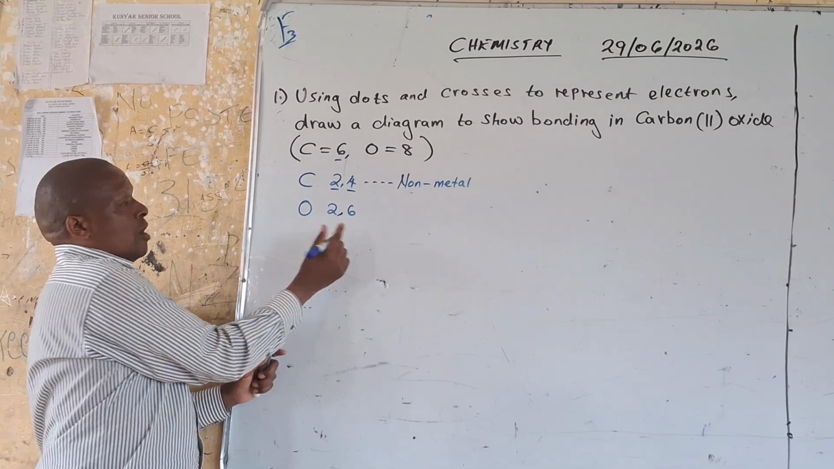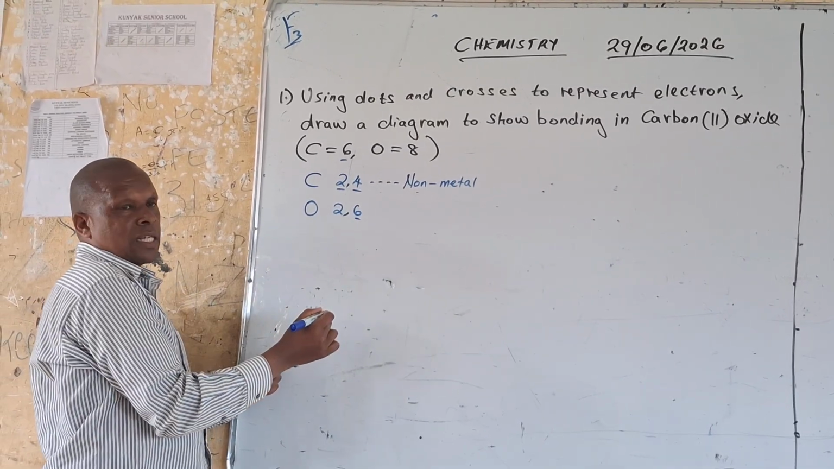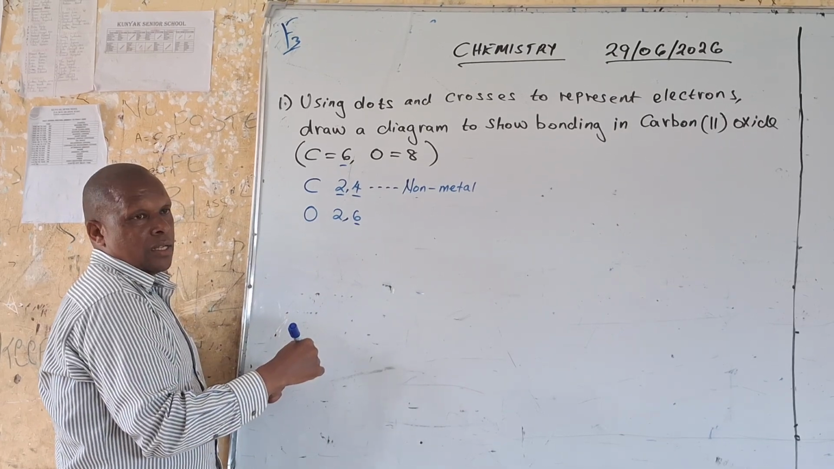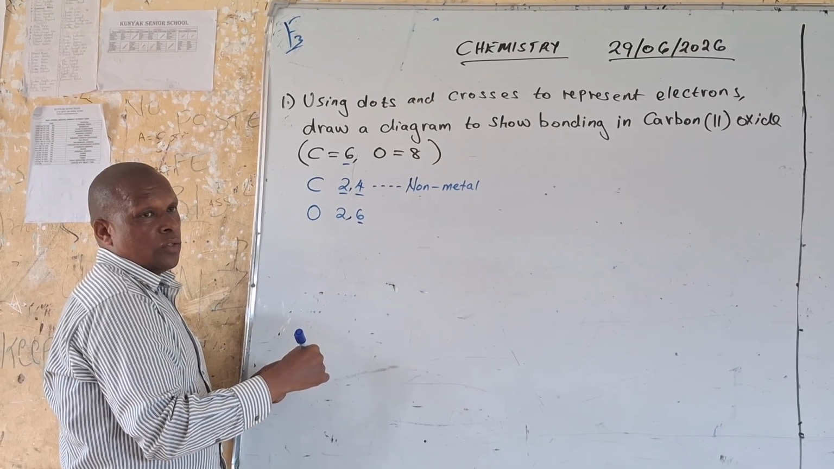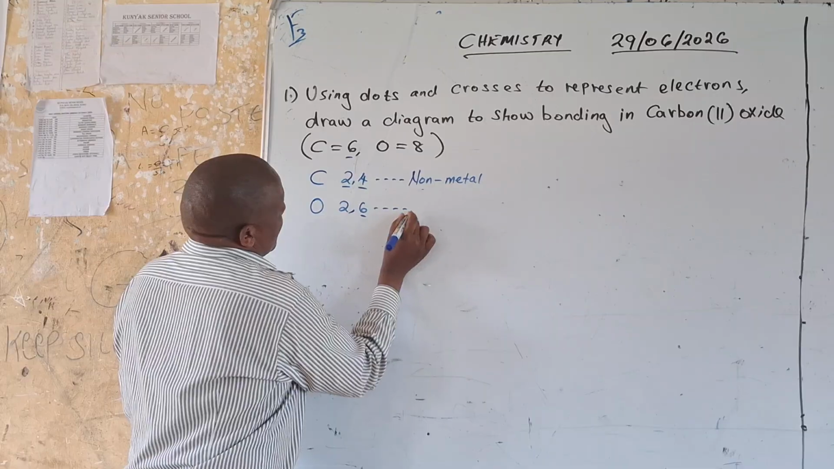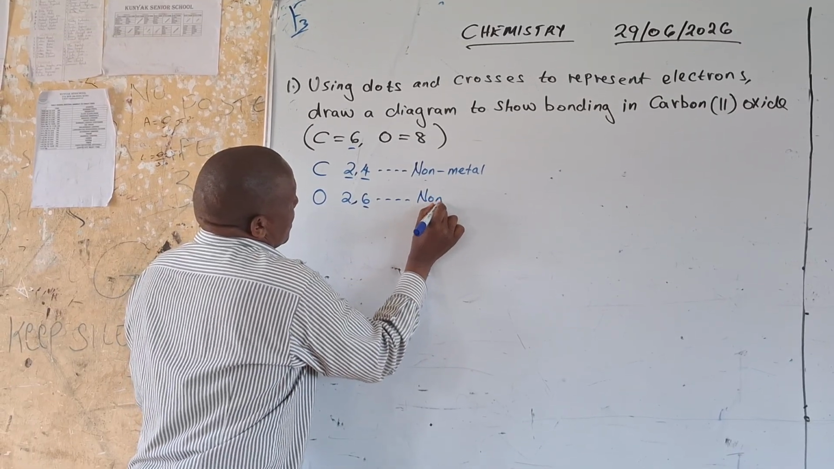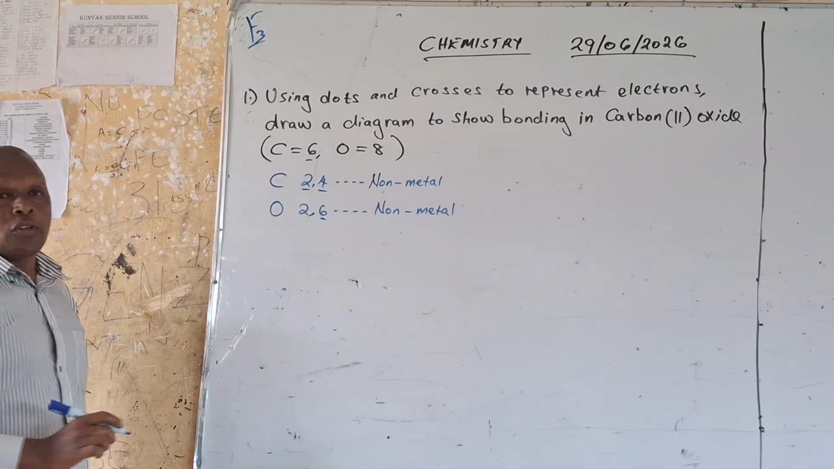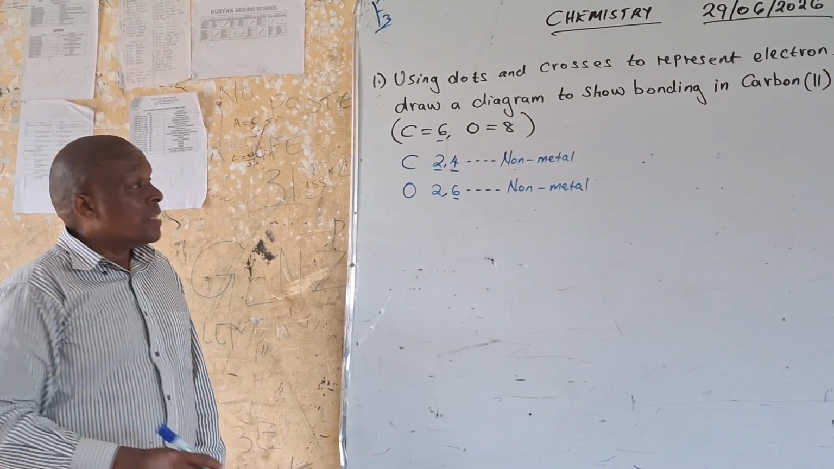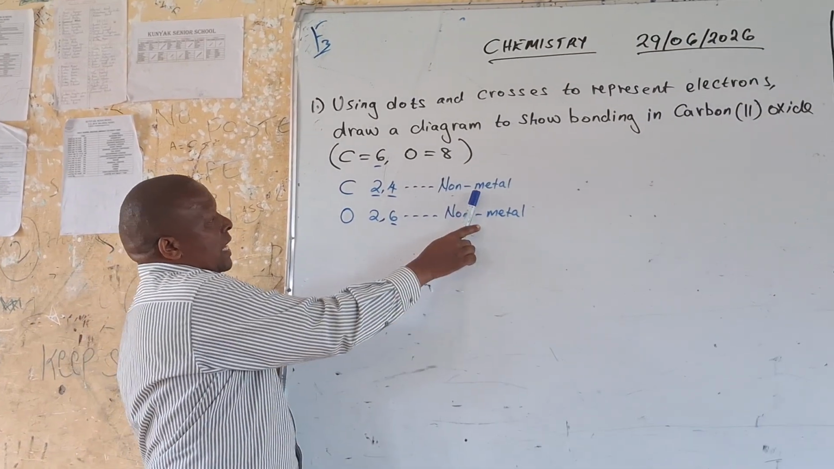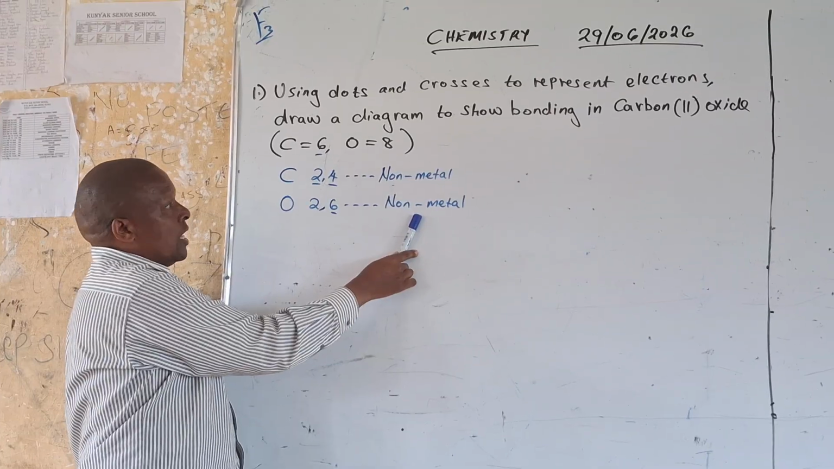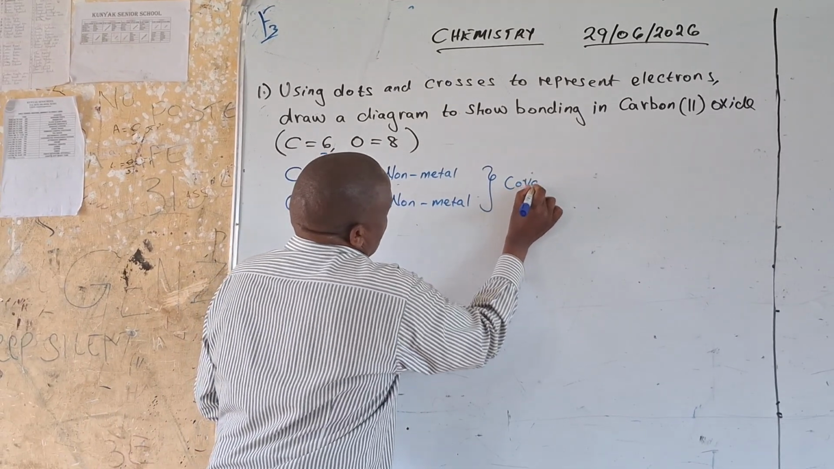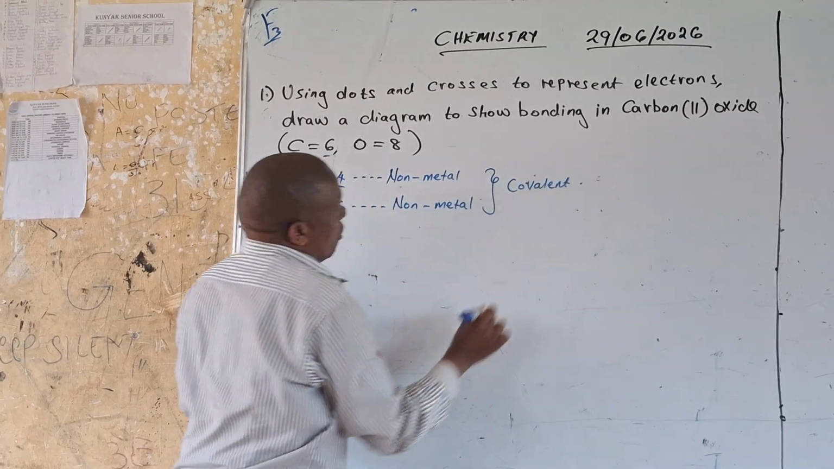What about oxygen? How many are in the outermost energy level? 6. So does it react by gaining or losing electrons? By gaining. Gaining how many? 2. So this one also reacts by gaining, therefore it is a non-metal. Very good. So since both of them are non-metals, a bond between a non-metal and another non-metal is a covalent bond. So this one is going to give us what type of bond? Covalent bond. Are we together?